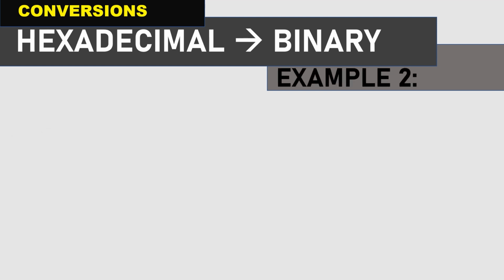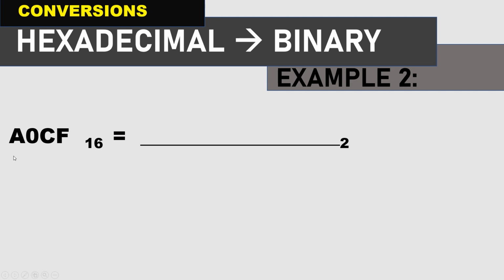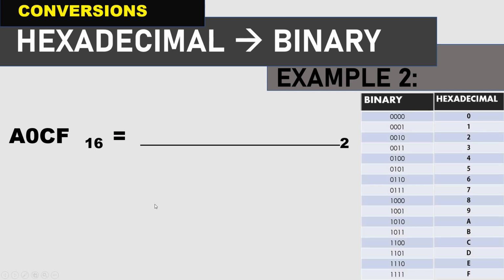Example number 2. We have here a 4-digit number, A0CF. Again, it is also in the hexadecimal number system to be converted to the binary number system. We have here the table for our reference. Then we start with the rightmost digit, which is F, followed by C, followed by 0, and followed by A.